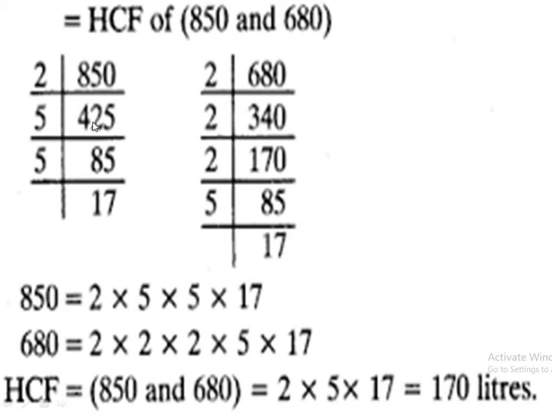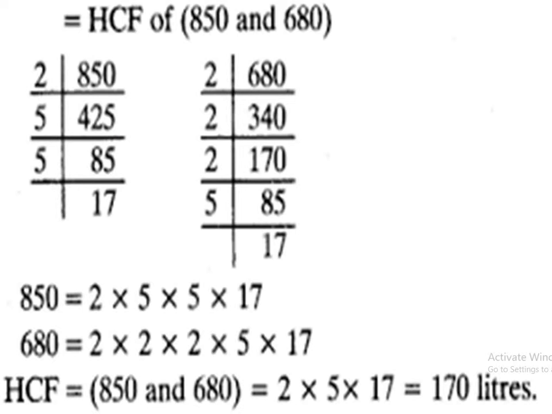For checking it for the divisibility of 3, we are going to add the digits. 4 plus 2 is 6, 6 plus 5 is 11. 11 is again not divisible by 3. So the next prime number is 5. And yes, we know that when a number ends with 5 or 0 in the units place, it is divisible by 5.